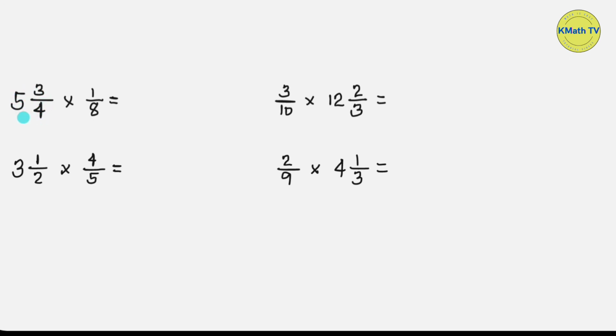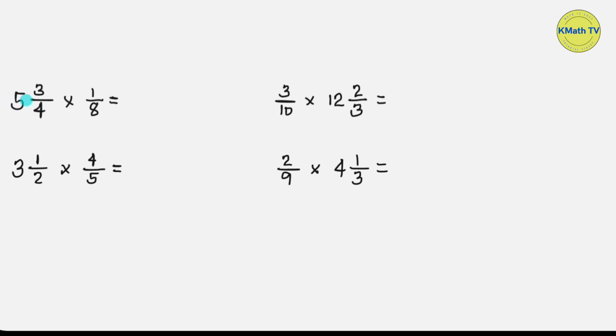So, let's change 5 and 3/4 to an improper fraction. To change a mixed number to an improper fraction, just multiply the denominator and the whole number, then add the numerator. The result or the answer is the new numerator. Then, just copy the denominator. Okay, let's change 5 and 3/4 to an improper fraction.